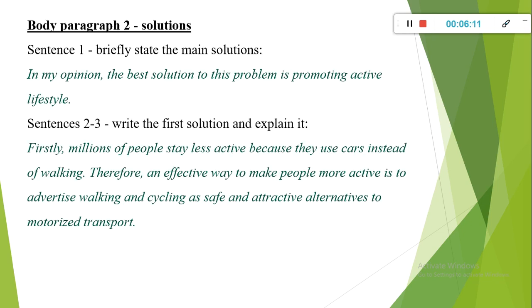Now, in paragraph 2, we'll discuss the solutions to this problem. In sentence 1, we state the solutions, then we're going to explain them one by one. In my opinion, the best solution to this problem is promoting an active lifestyle. How? Now, the first solution: we have to write it and explain it.